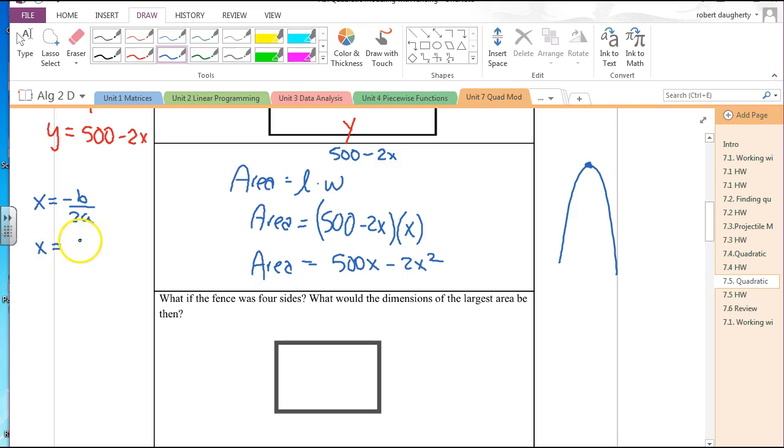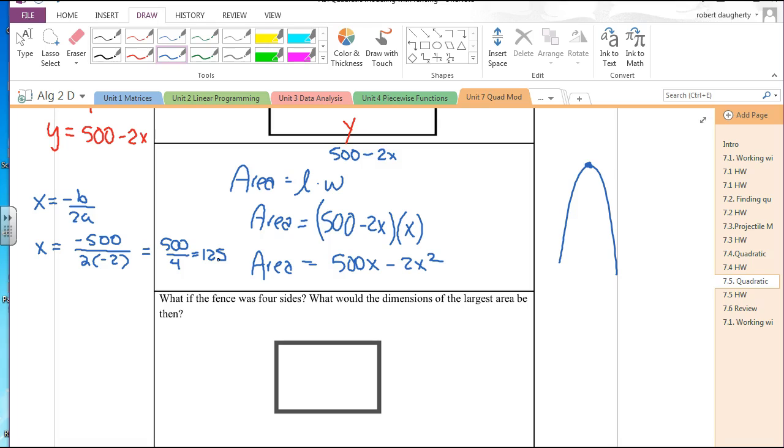So that's going to be negative 500 over 2 times negative 2, which is 500 over 4, which is what? Well, negative 500 over negative 4. Okay. So the x is equal to what? 125. Now, is that my answer?